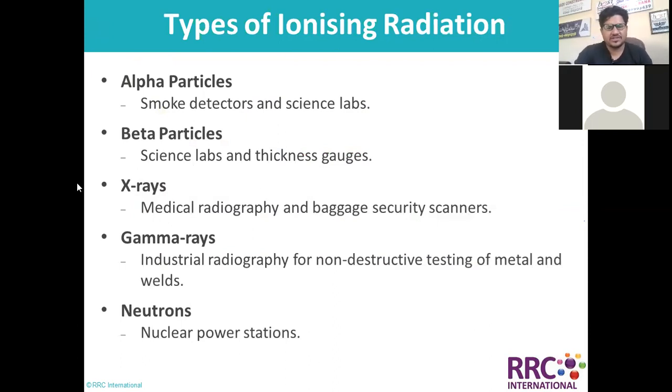Even though we have discussed the different types, here we're going to discuss ionizing radiations now. Alpha particles are found in smoke detectors and science labs. Beta particles, in science labs and thickness gauges. X-rays, in medical radiography and baggage security scanners. Gamma rays we get from industrial radiography for non-destructive testing of metal and welds. And neutrons we get from nuclear power stations. So these are ionizing radiations. Again, 5 categories: alpha particles, beta particles, X-rays, gamma rays, and neutrons.